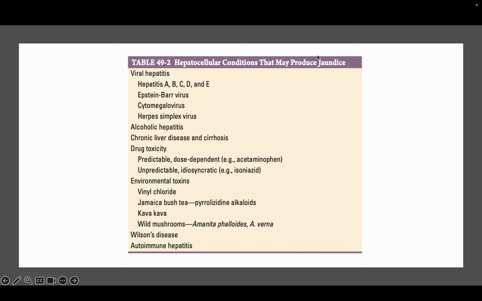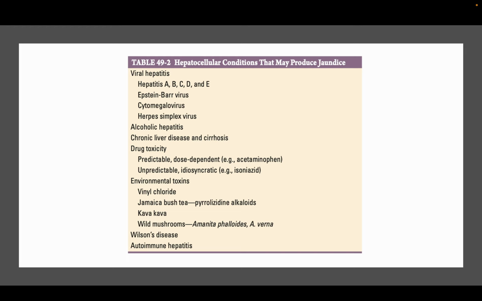Hepatocellular conditions can cause jaundice: hepatitis, alcoholic hepatitis, chronic liver disease, acetaminophen, and toxins. Even mushroom poisoning, Wilson's disease, and autoimmune hepatitis, though they are predominantly a hepatocellular pattern, can also cause jaundice. They can cause a mild amount of jaundice, around 8 to 10, because intrahepatic cholestasis can be possible. But ALP won't be significantly elevated. That is how you tell.